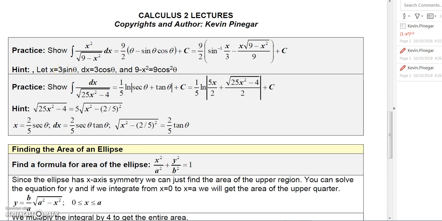There's two practice problems here, so you can freeze the video and write them down and work on them if you want. The answers are given.